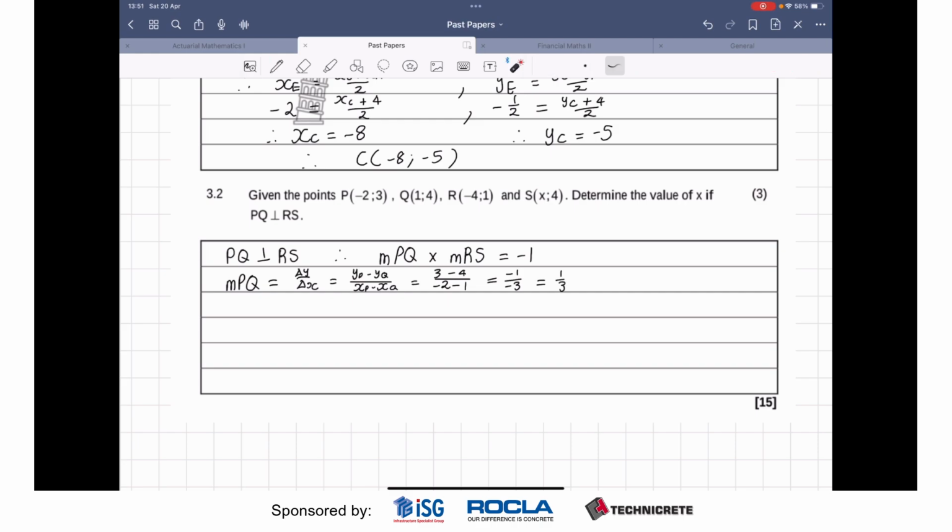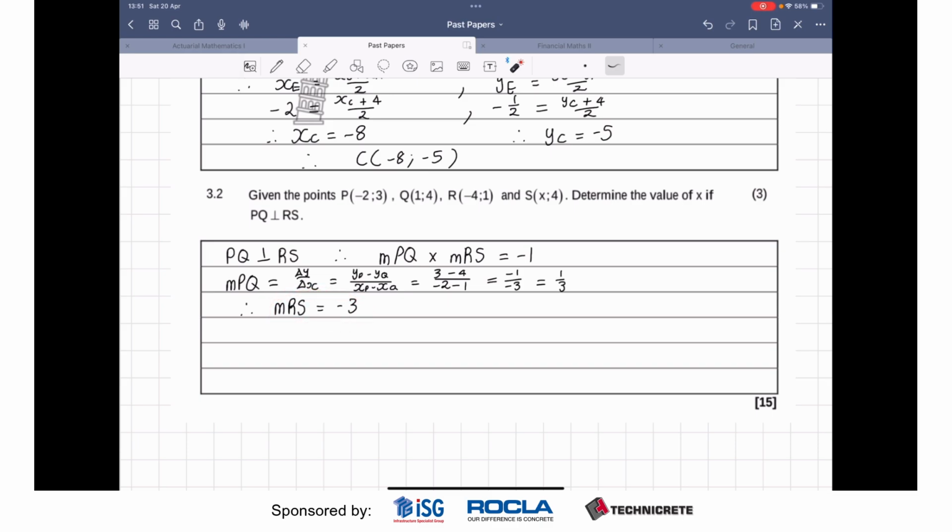So I want a value MRS that when I multiply it with MPQ, it's going to be -1. So I want something that I multiply with 1 over 3, and I get -1. And that is only true when the something is -3. So I know that the gradient of RS must be -3.